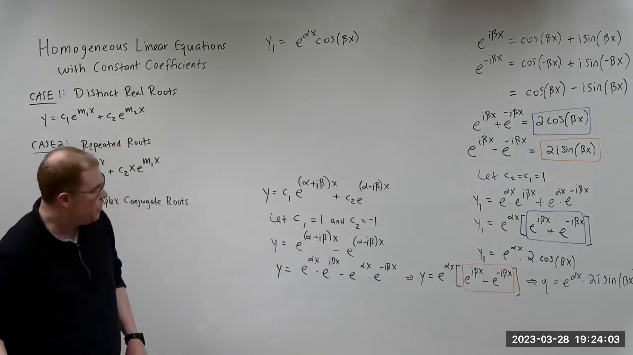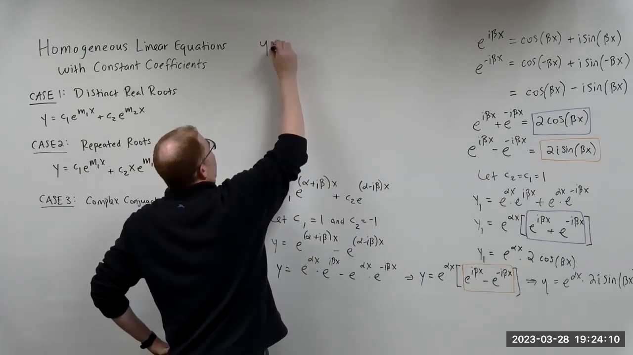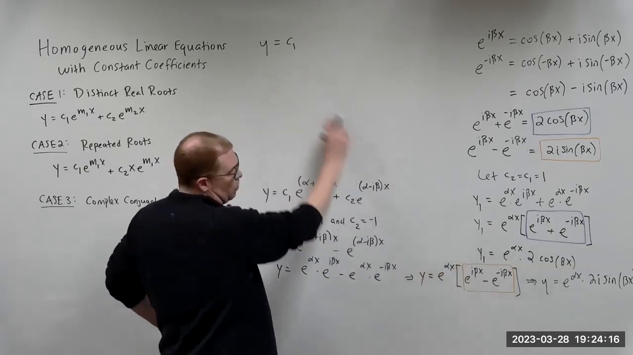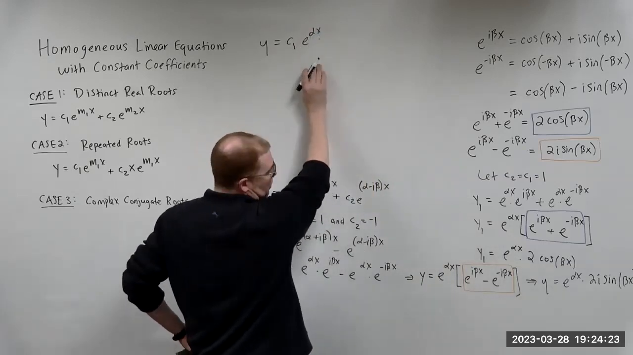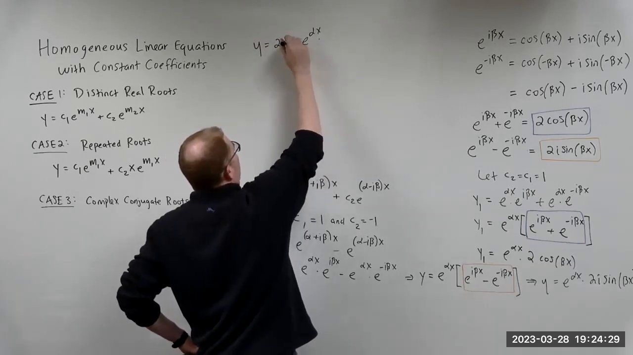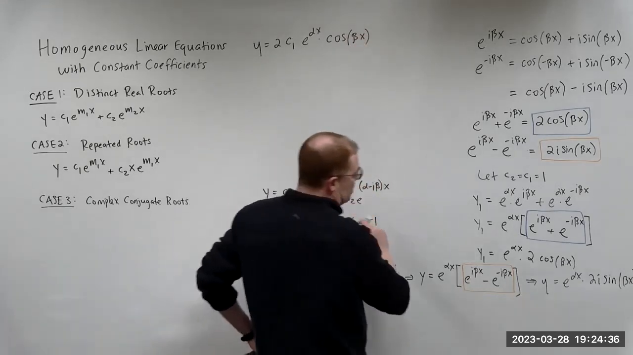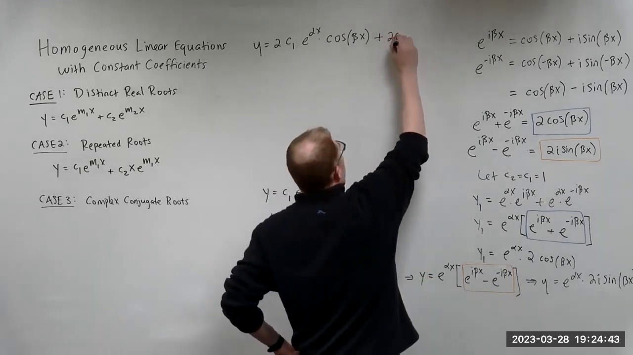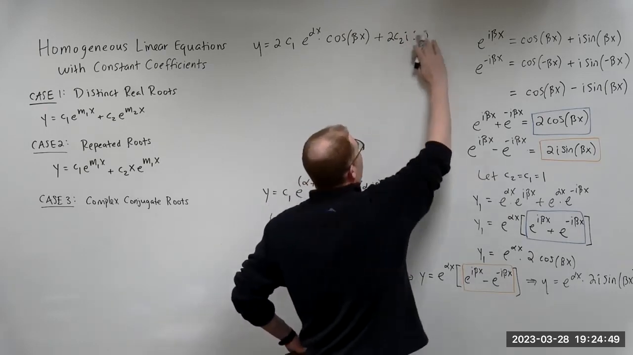So what I'm doing here, let me back up, it'll be a little bit easier to show. What we're doing is taking linear combinations. So I have C1 times y1, which is here. I'm going to put the 2 in front, times cosine beta x. Plus C2 of the second one. So we have 2 C2 i times sine beta x, or e to the alpha x.